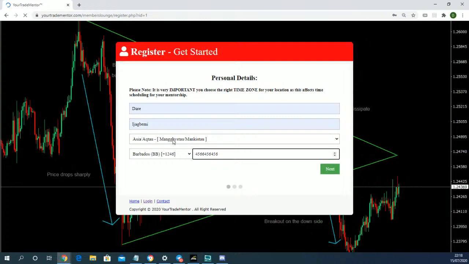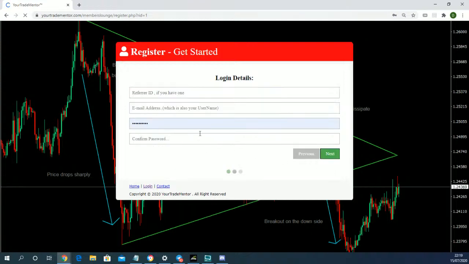This time zone is important because we are going to schedule your session based on your time zone. If you are sleeping, you don't want me to schedule 12 midnight your time, because it's maybe my own 4 p.m. All right, so you go next. Here you don't have anything for referral ID, because you don't have a referral ID at all.